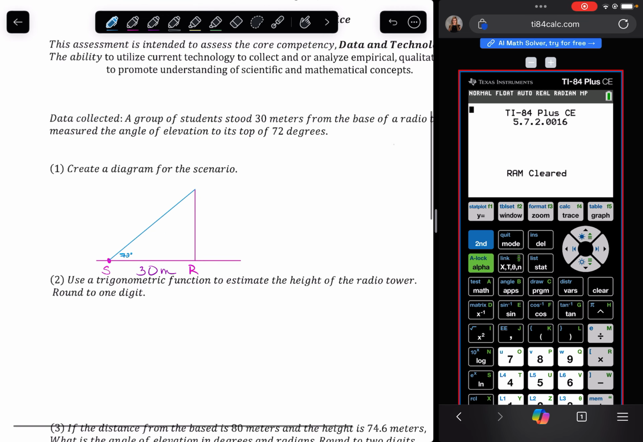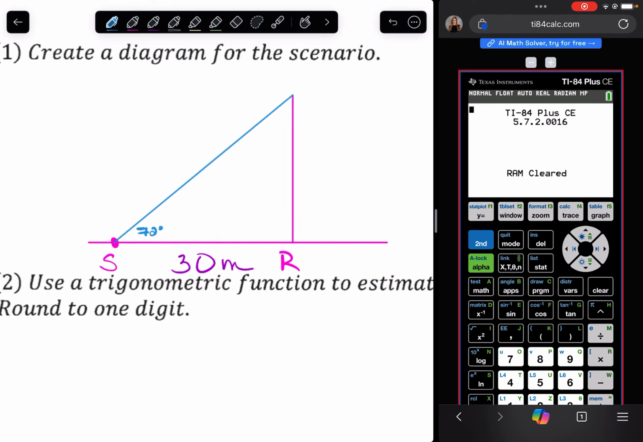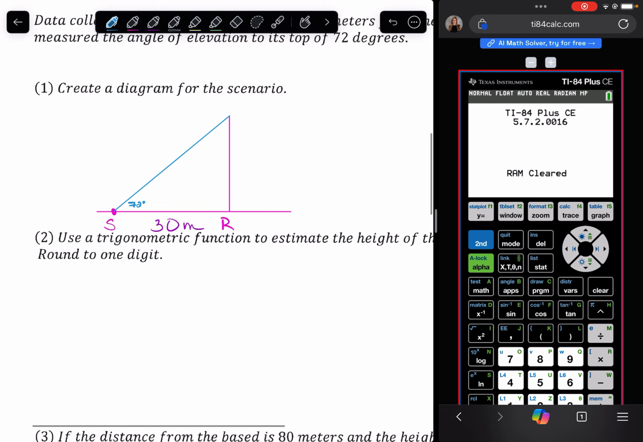Also be very mindful of degrees versus radians. You don't want to get the two mixed up because that's going to change what we have to do. Make sure we put our little degree symbol so we remember that this is in degrees. So here's our little diagram.